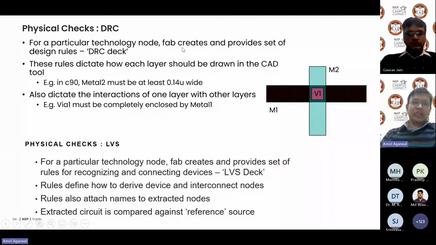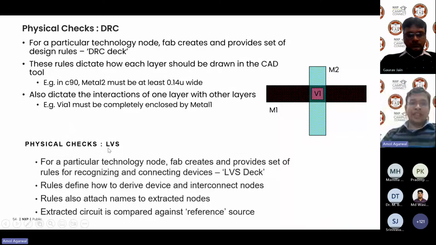So for a particular technology node, the fab creates and provides a set of design rules, which we call DRC tech or DRM also. So these rules dictate how each layer should be drawn in your CAD tool. So for example, if you have a C90 tech node, your metal 2 must be at least 0.14 micron wide. Similarly, it also decides, if you have overlap between layers, how wide your via should be, what is your via definition. So all these things are covered in your physical check. So you have routed your netlist, but whether that routed netlist is meeting all those rules or not is covered in the physical check.